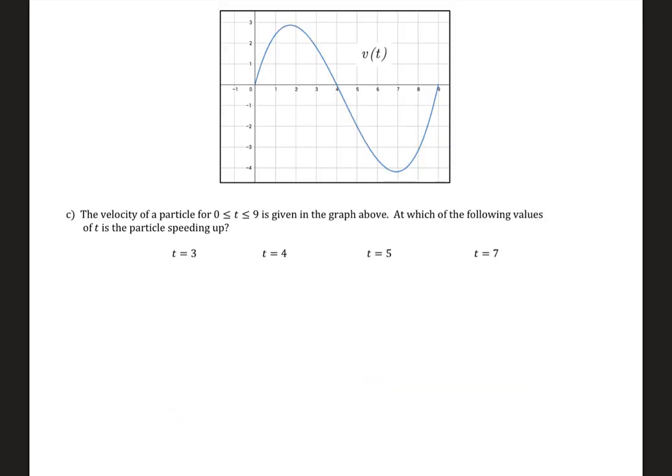Okay, so for C, they say the velocity of a particle for t between 0 and 9 is given in the graph above. Which of the following values of t is the particle speeding up? Okay, so speeding up means the velocity is positive and acceleration is positive, or velocity is negative and acceleration is negative.